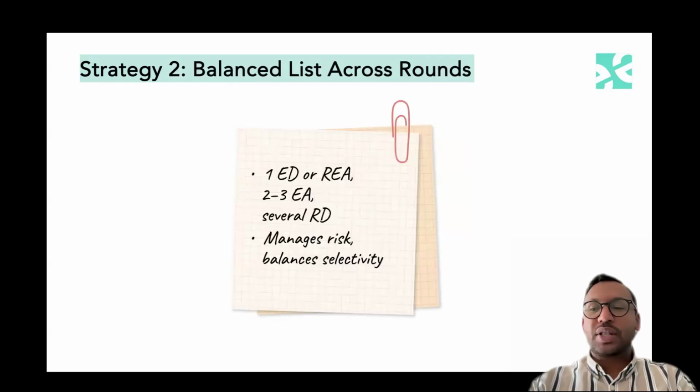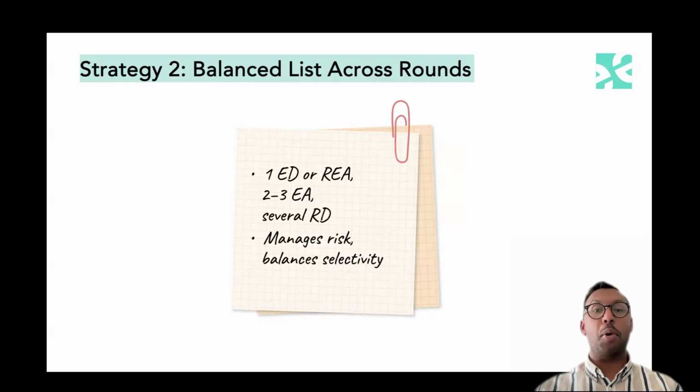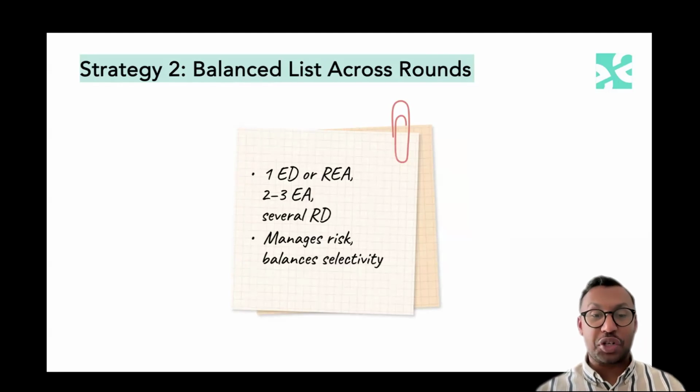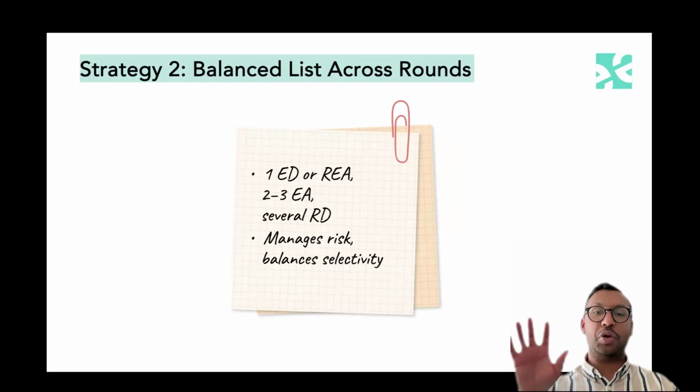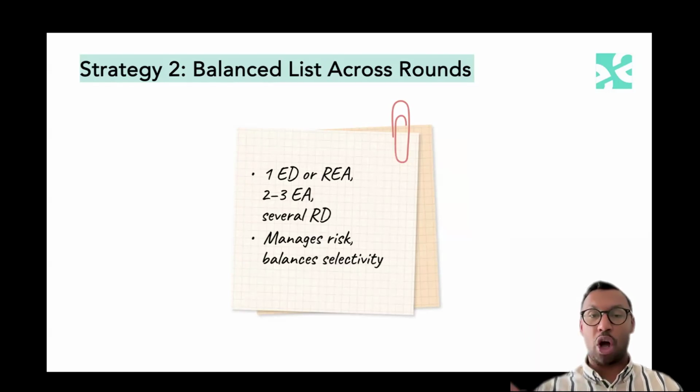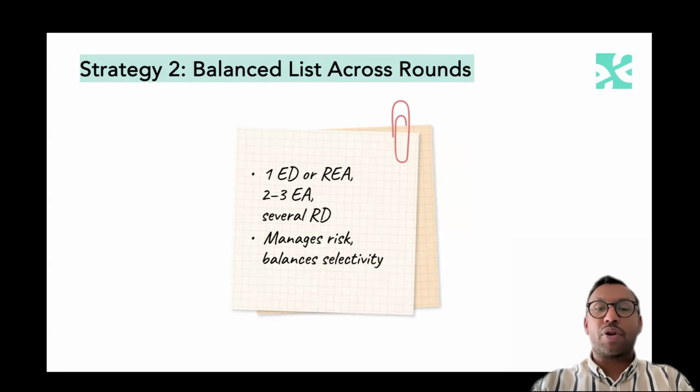Strategy two focuses on providing a lot more balance in the various rounds. So what you might want to do is apply to one early decision or restricted early action. Consider 2 to 3 early action schools. So you have your binding, you have your restricted, and then you have your early action, which is non-binding like restricted. And you can then also apply to several regular decision schools. This manages risk really well.